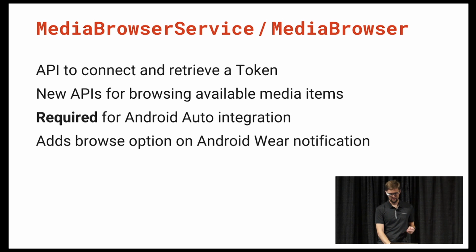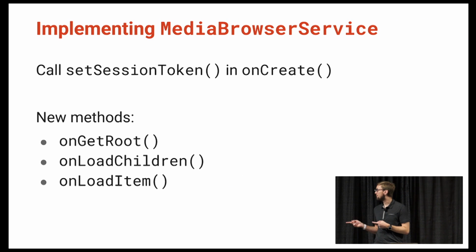Now moving to Media Browser Service, there's one thing you'll need to do: call set session token in onCreate, and obviously move over from extending Service to extending MediaBrowserService. It also gives you new methods like onGetRoot, which is kind of verifying what the calling app is. So if you want Android Auto to display different data, you can pass it a different root from, say, your own app, right? So if you have different layouts for each one.